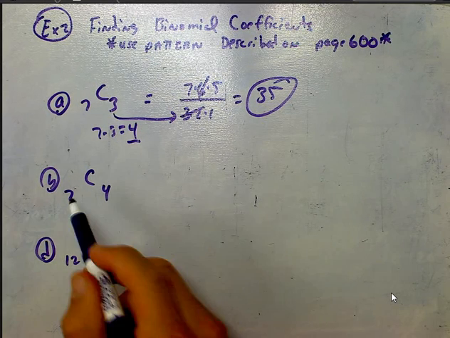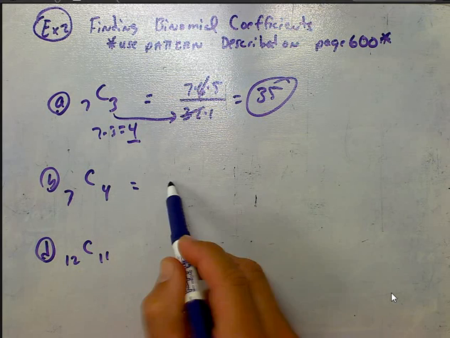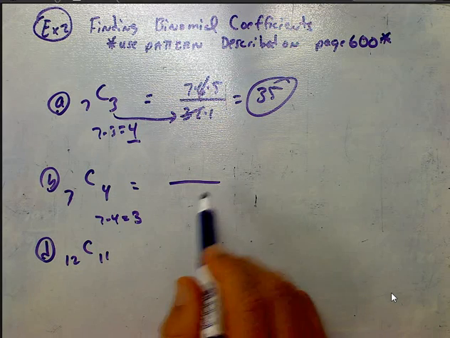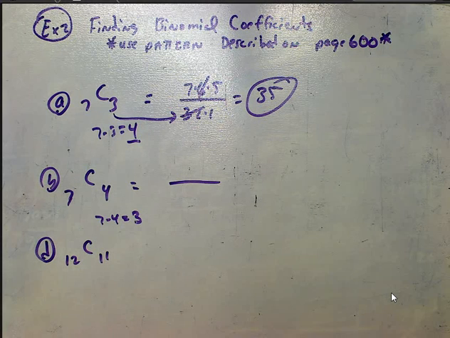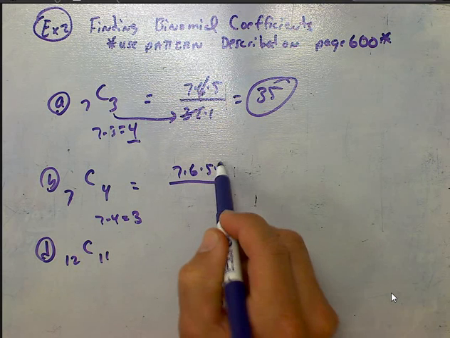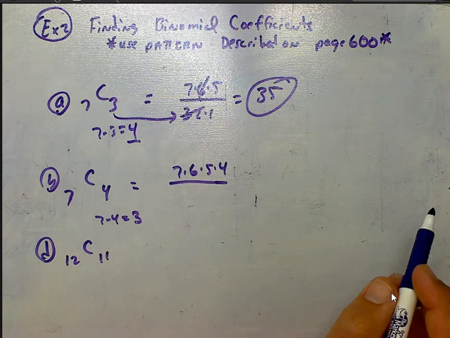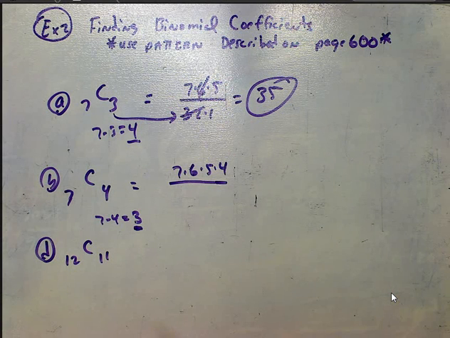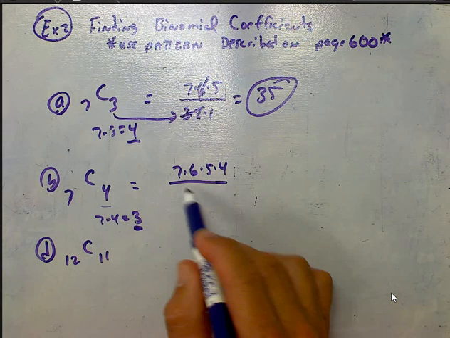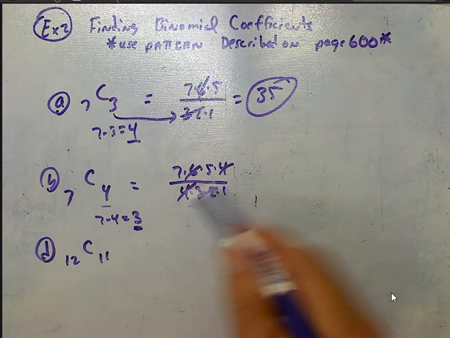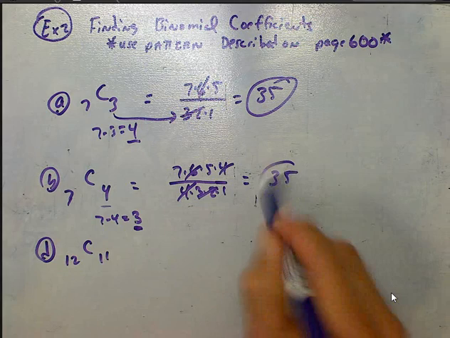Pattern for this one, 7C4. 7 minus 4 equals 3. So I know that I'm going to go with 7 times 6 times 5 times 4. I'm not going to include the 3 on the top because the difference was 3. Then on the bottom I'm going to do the 4. 4 times 3 times 2 times 1. 4 is canceled. 3 times 2 is 6. 7 times 5 is 35.